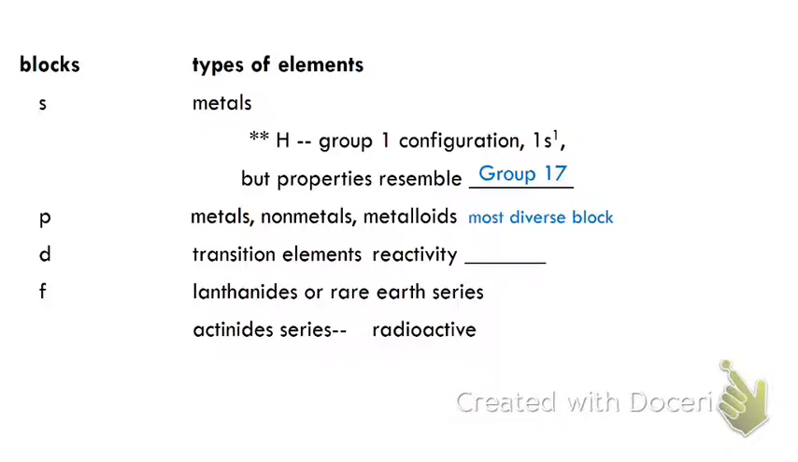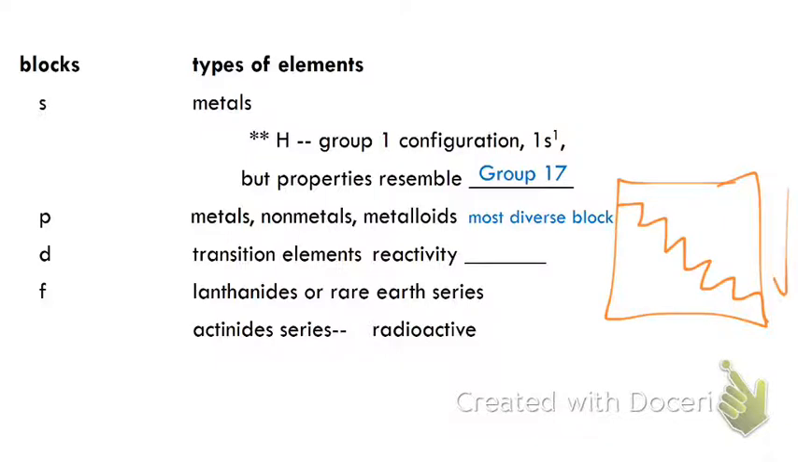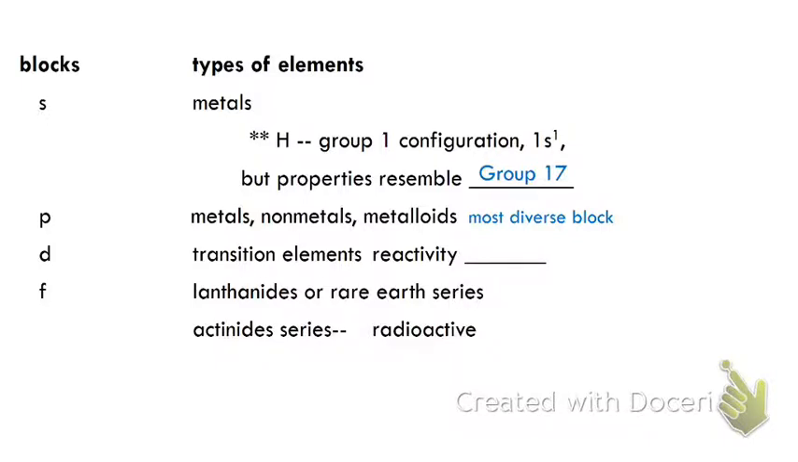The P block has metals, nonmetals, and metalloids. This is the most diverse block. And if you just think about this P block, just doing a quick simple sketch here, it has that stair step going through it. As you go down the P block, you're getting more and more of your metals and metallic character and less of your non-metals, just because there's more of them as we go down. So it has a lot of different properties, but as we go down that P block, we get more and more metallic. D block is our transition metals, transition elements, low reactivity, very stable in general.